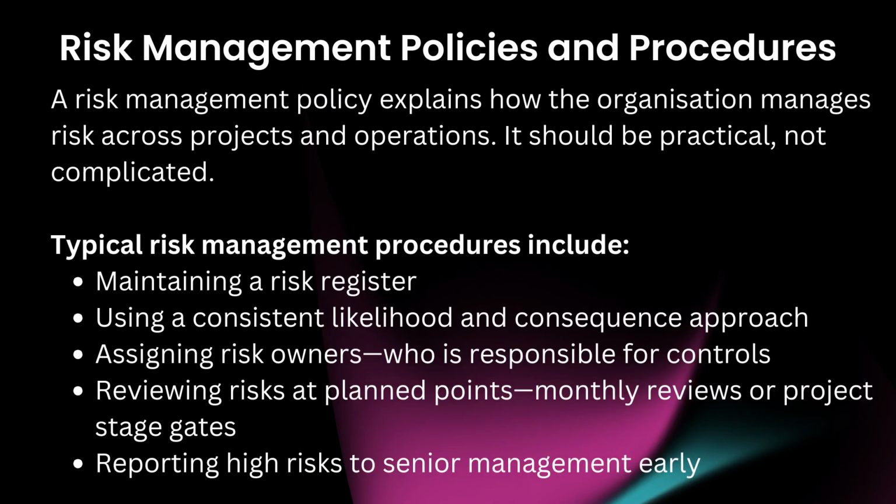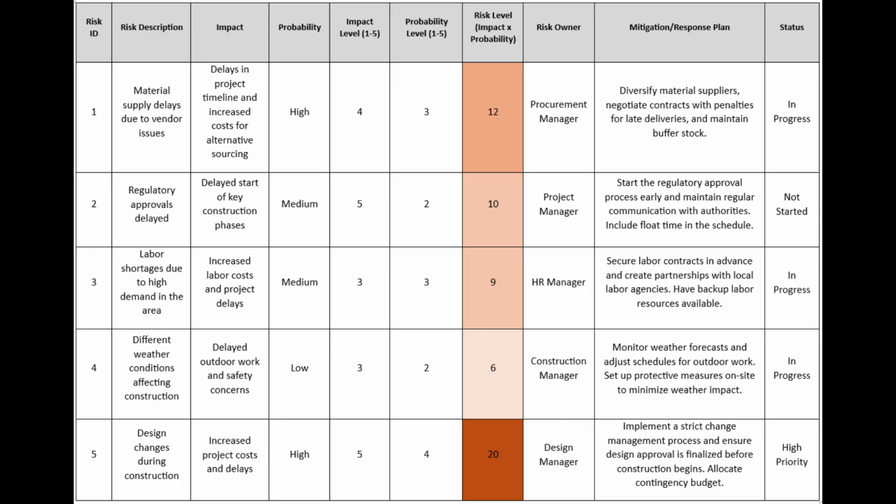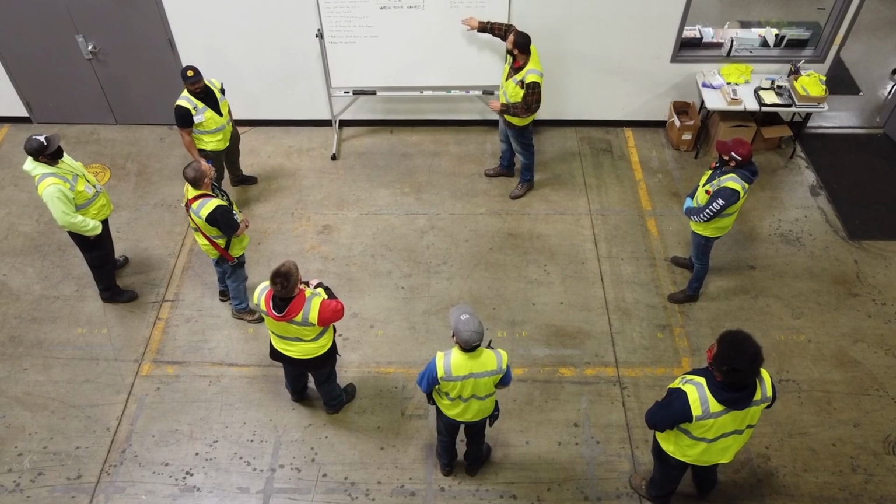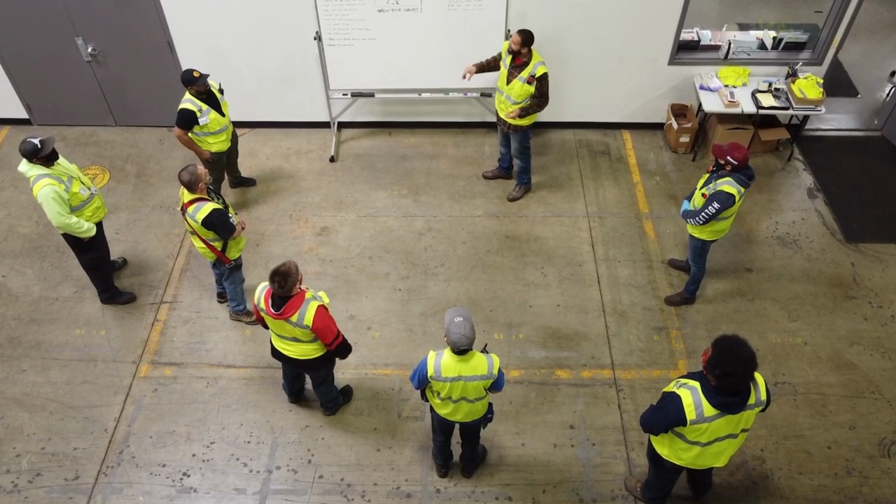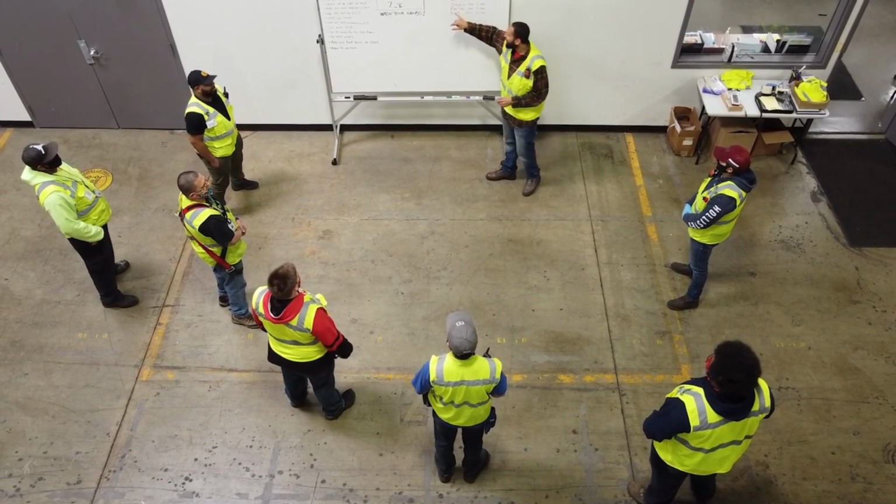Risk management policies and procedures. A risk management policy explains how the organisation manages risk across projects and operations. It should be practical, not complicated. Typical risk management procedures include maintaining a risk register, using a consistent likelihood and consequence approach, assigning risk owners, who is responsible for controls, reviewing risks at planned points, monthly reviews or project stage gates, reporting high risks to senior management early, capturing lessons learned and updating systems.